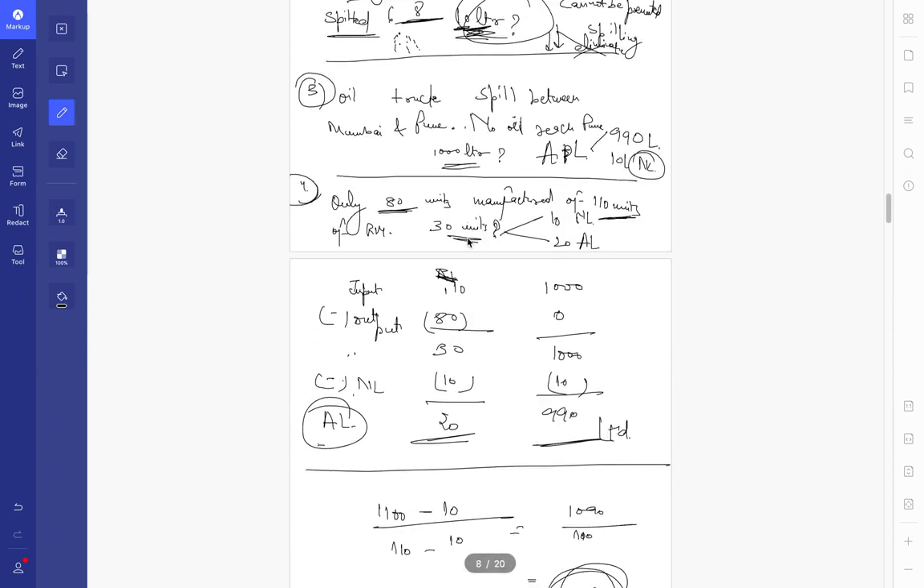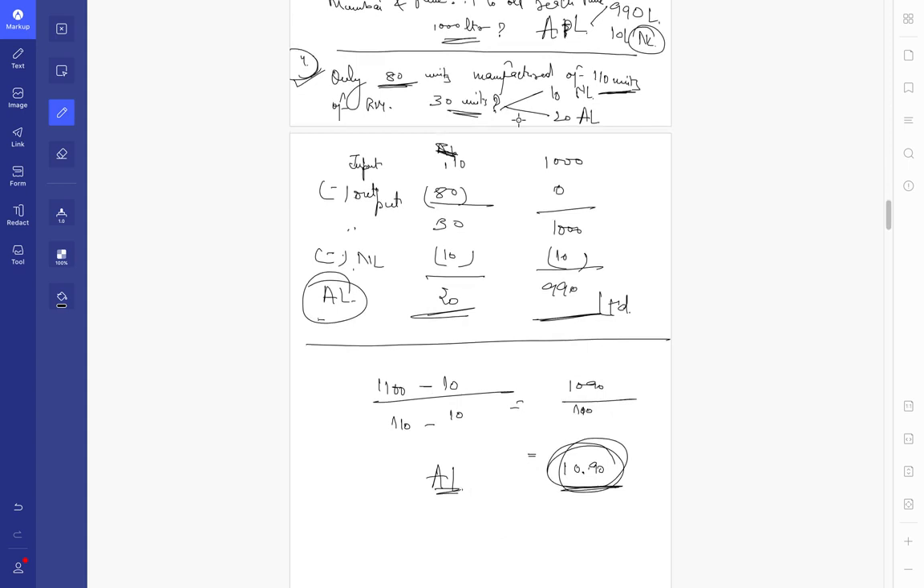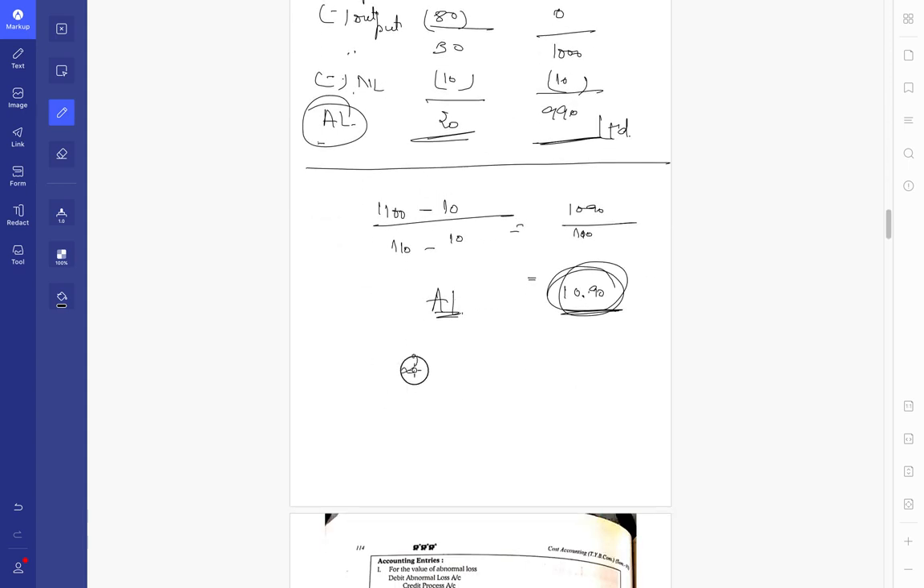And if you see in this illustration 4, we had 20 units of abnormal loss. So we charge 20 units at the rate of 10.9. That would give us rupees 218.